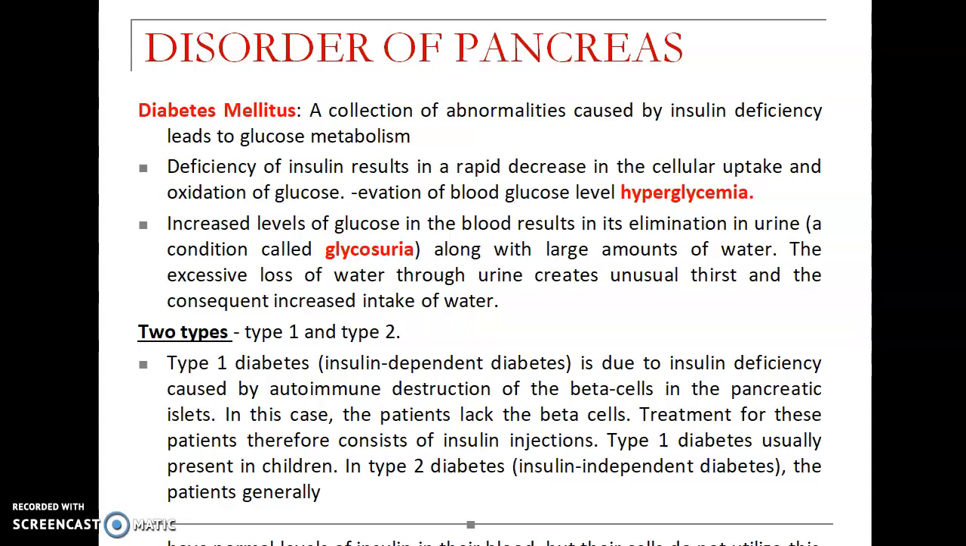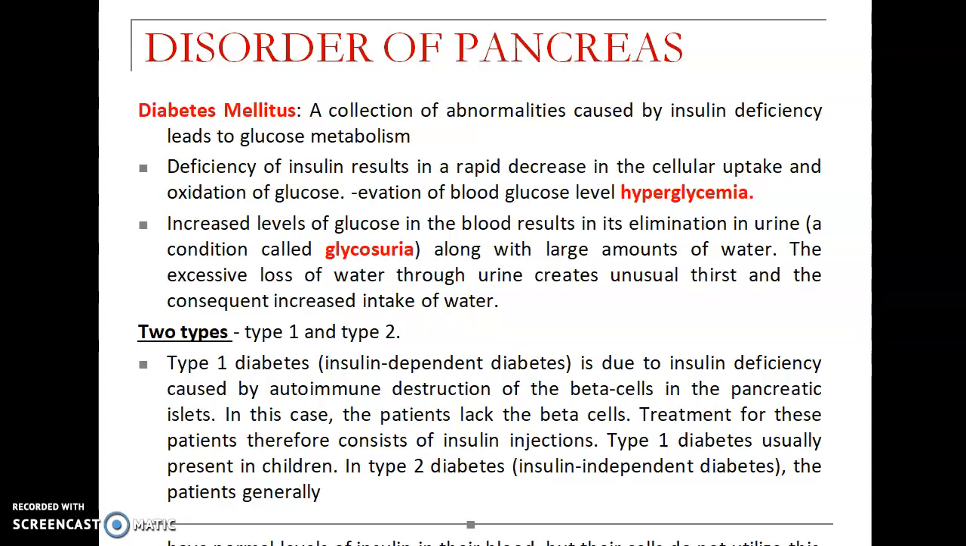And the increased blood glucose level results in lots of elimination of urine, and if there is sugar content in the urine, we call it glycosuria. If there is a lot of loss of glucose through the urine, there will be loss of water too. And excessive loss of water through urine creates unusual thirst, and the consequence is increased intake of water.